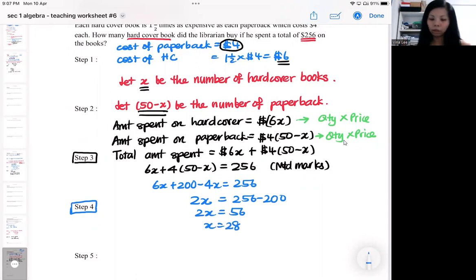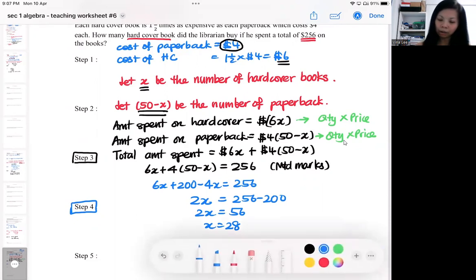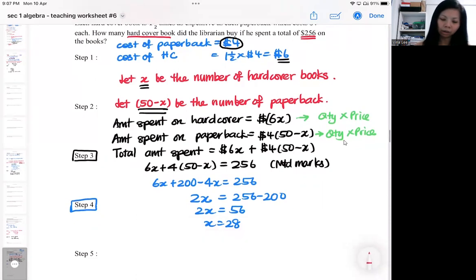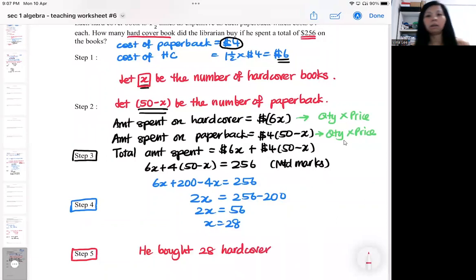Then we answer the question. How many hardcover? X is the number of hardcover. So you need to answer back, if not, I wouldn't know that X is the hardcover. So he bought 28 hardcover books. You can also work backward. Use the 28 times $6, and then there should be 22 paperback. The 22 paperback times $4. You see what happened.